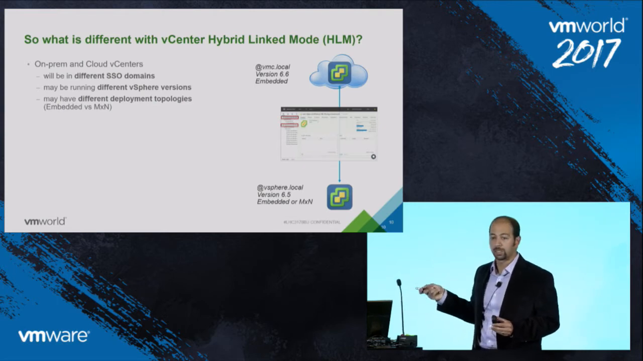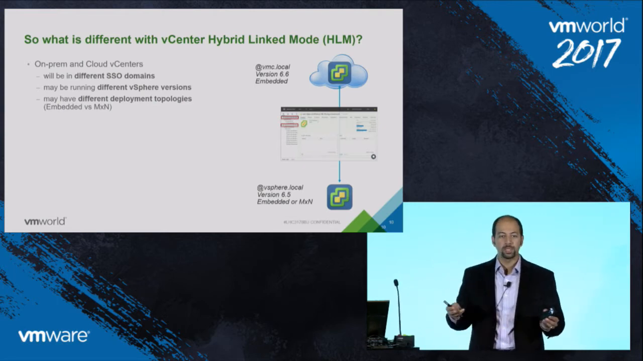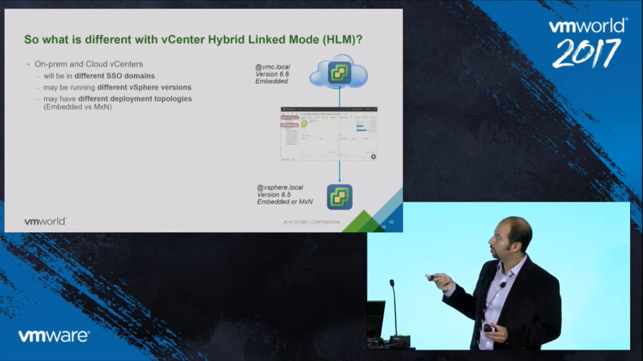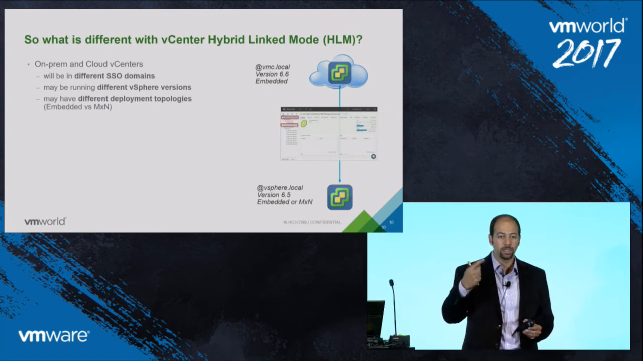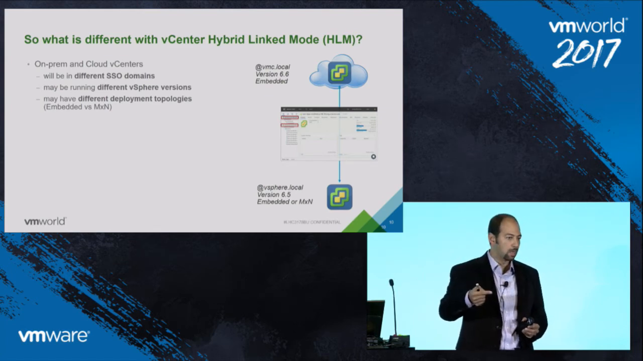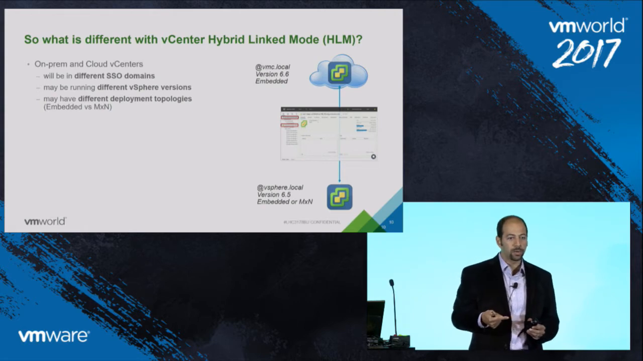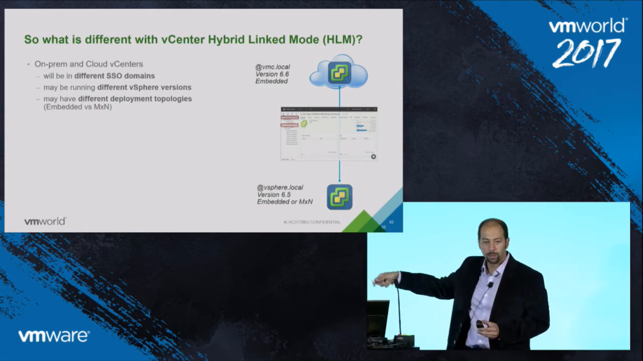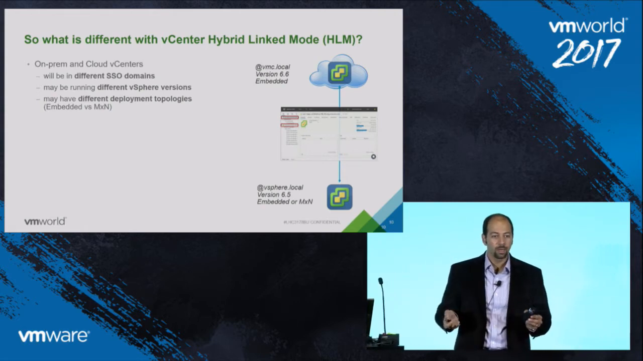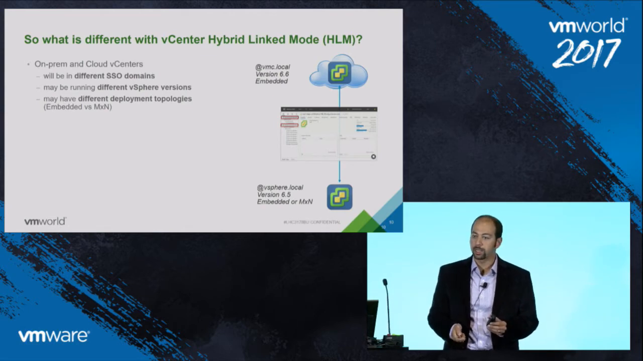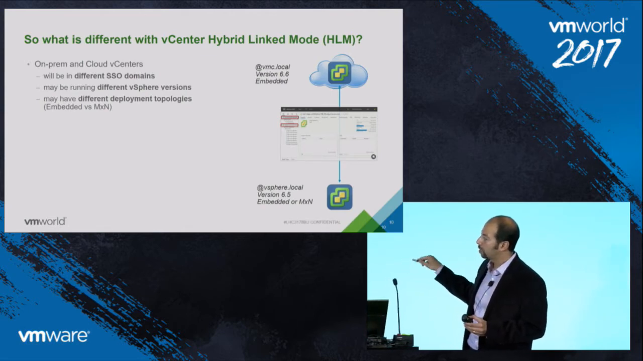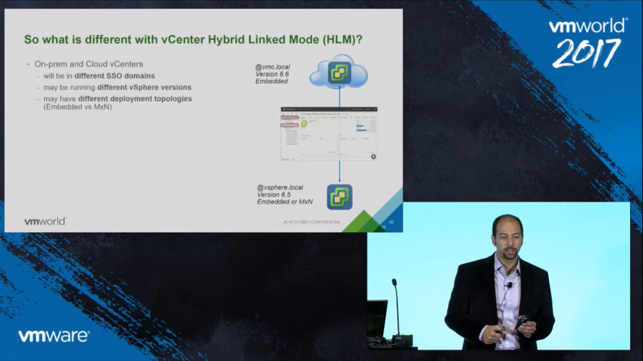It's running different versions. So one thing about enhanced link mode had to be the same versions. We're expected to be revving and updating our bits in the cloud much, much faster than your typical upgrade cycles on-premise. And so we don't expect you to keep upgrading on-premise as much as we want it, but we realize that that's also a challenge. So versions are different.